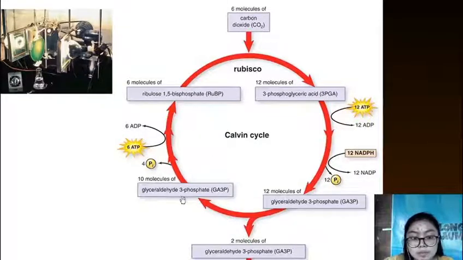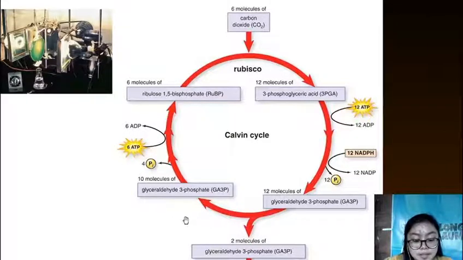10 of the 12 GA3P molecules are restructured using 6 ATP into 6 5-carbon RuBP.